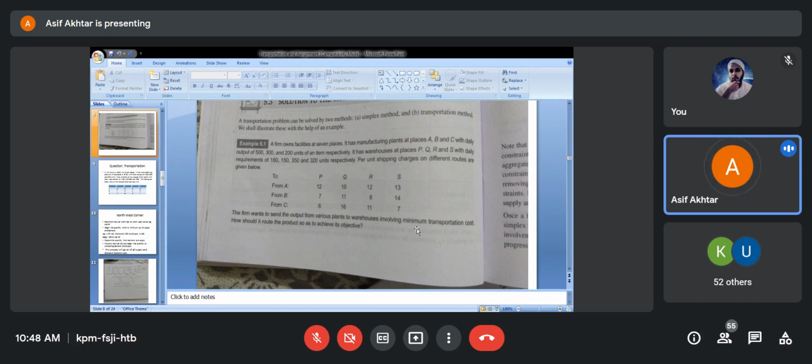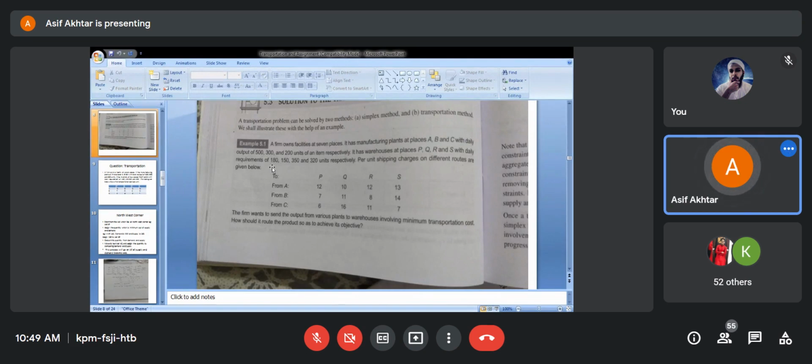There is some additional information which is given in the question but not in the table. What are they? The daily output of 500, 300 and 200 units of A, B and C. So output of A is 500. So ये 500, what is this? Is it demand or is it supply? Supply. Plant A कितना supply कर रहा है? 500. Plant B कितना supply कर रहा है? 300. Plant C कितना supply कर रहा है? 200. So the supply figures are 500, 300 and 200.